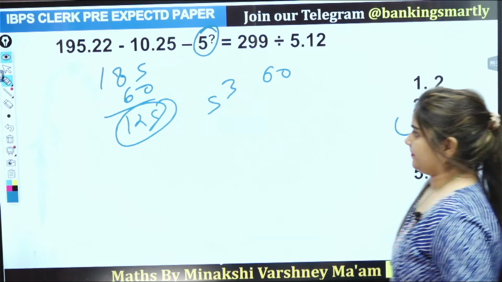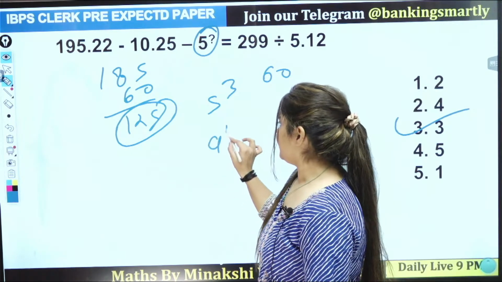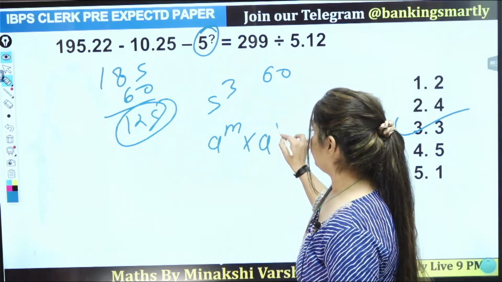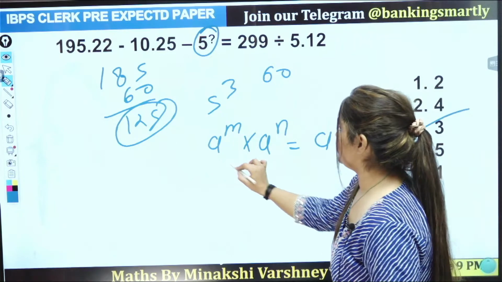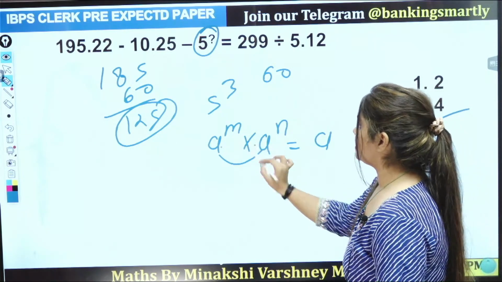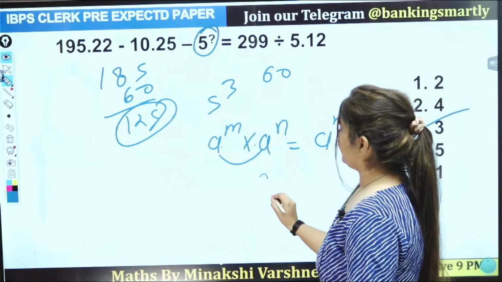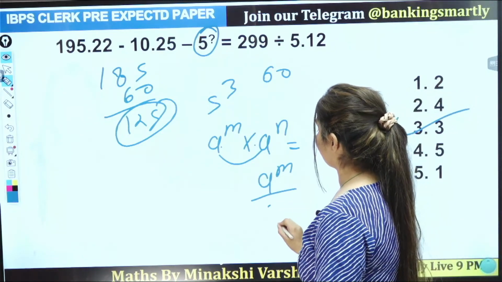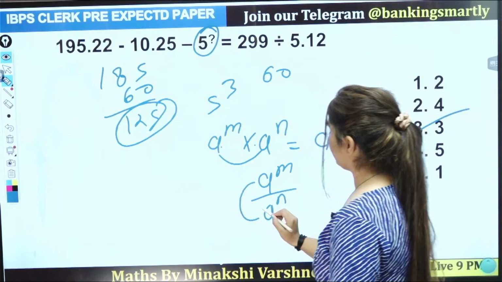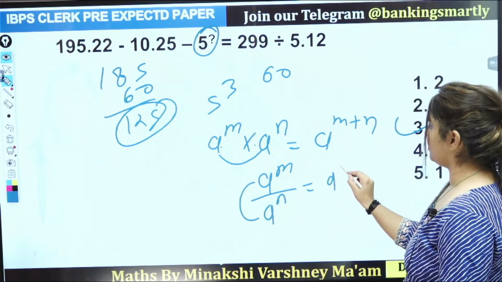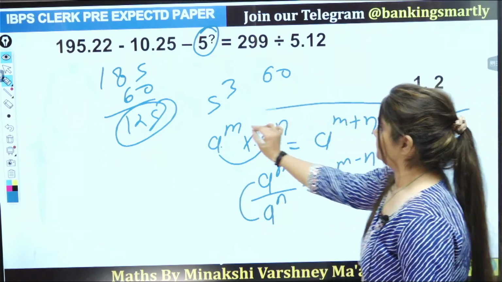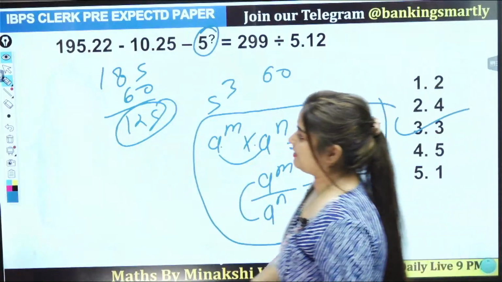If they are giving a power m and a power n, with the same base and both in multiplication, we can use a power m plus n. If they are giving a power m upon a power n, same base, in division, that means a power m minus n. This one is trending nowadays.